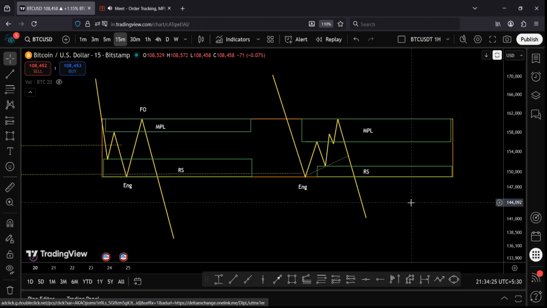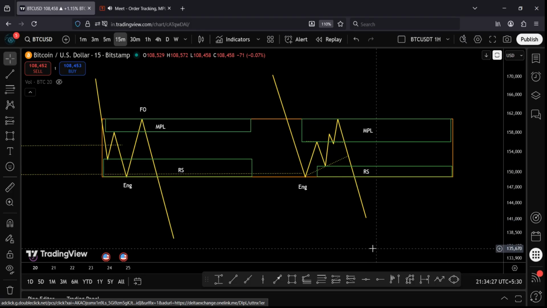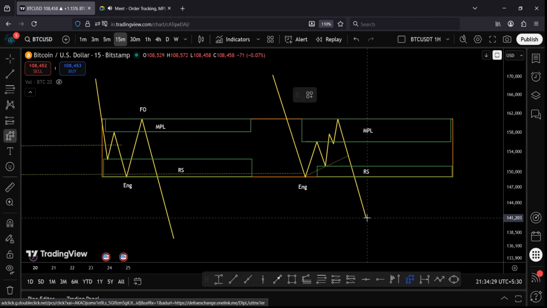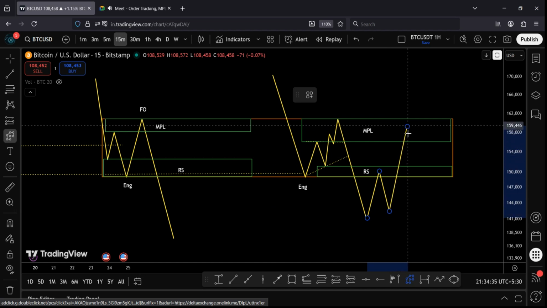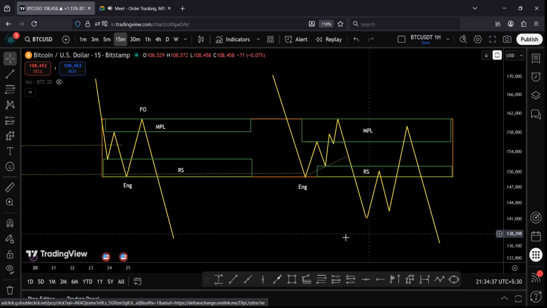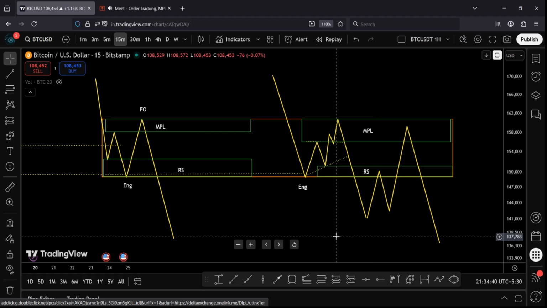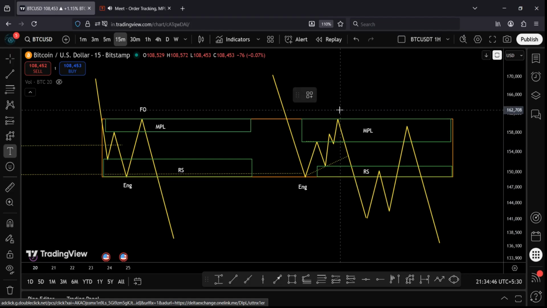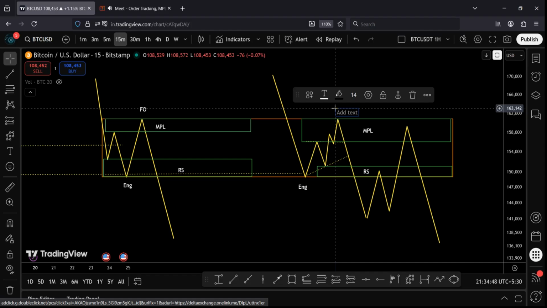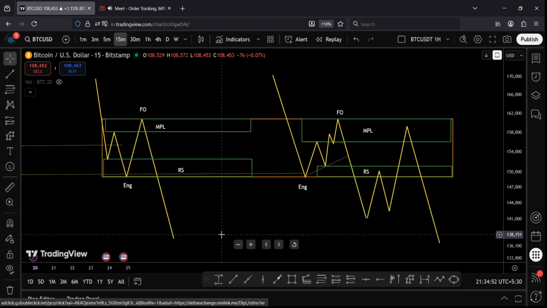And the same thing will happen here, like this. Price will come here, then fall from here, or go up here, and then fall from here. This is how the MPL and RS are created, right? Engulf and fake out also, price faking out here, fake out, right? These two schemas you should always remember.